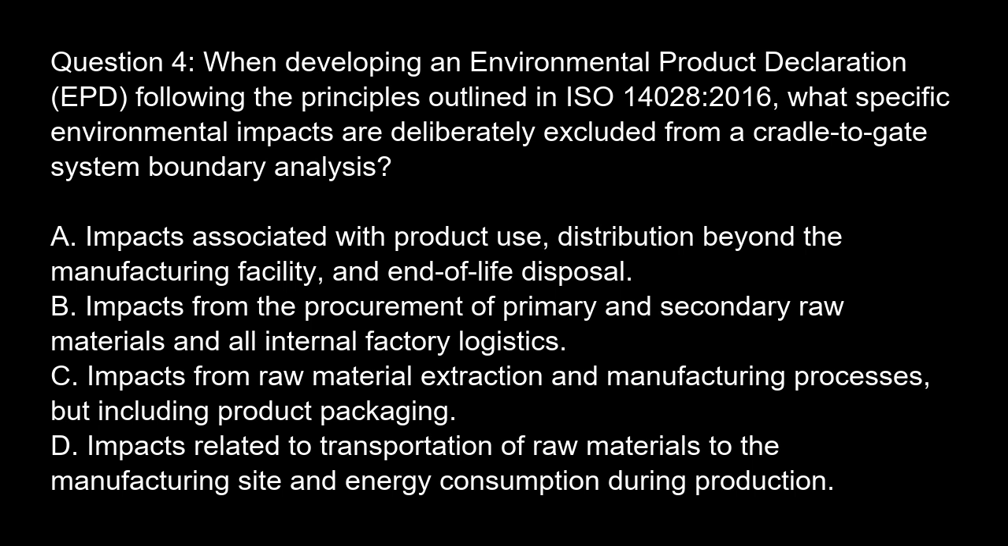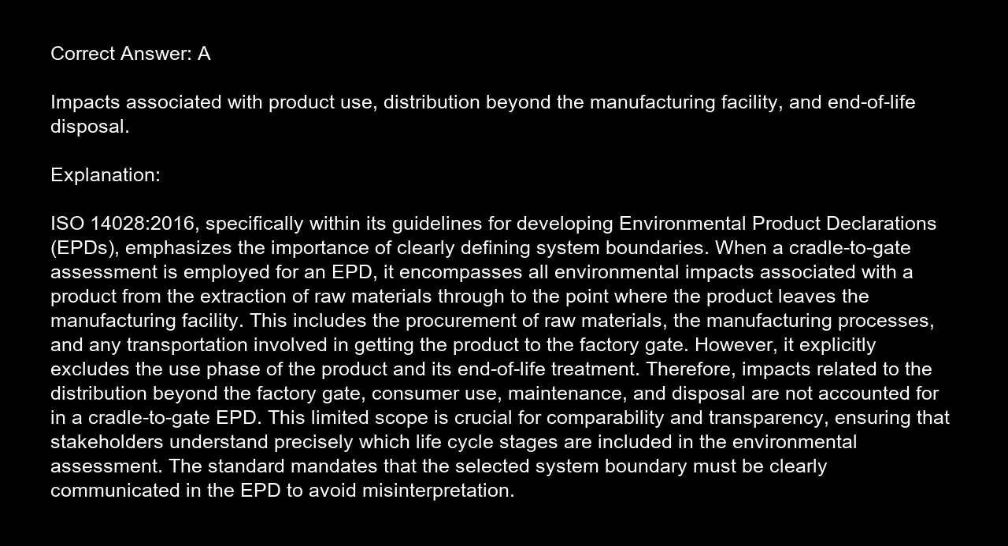Option B, impacts from the procurement of primary and secondary raw materials and all internal factory logistics. Option C, impacts from raw material extraction and manufacturing processes, but including product packaging. Option D, impacts related to transportation of raw materials to the manufacturing site and energy consumption during production. The correct answer is A, impacts associated with product use, distribution beyond the manufacturing facility, and end-of-life disposal.